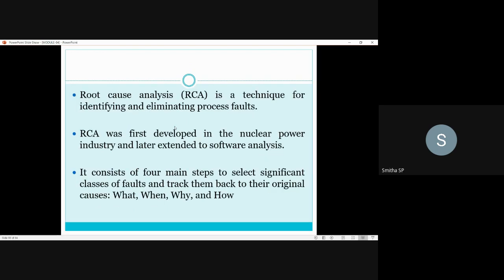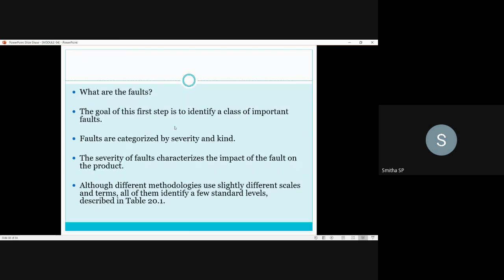Okay, so what are faults? The goal of this first step is to identify a class of important fault. Here, you will be identifying the classes of important faults. Whatever faults you are identifying or detecting, you will identify which class each one falls into.